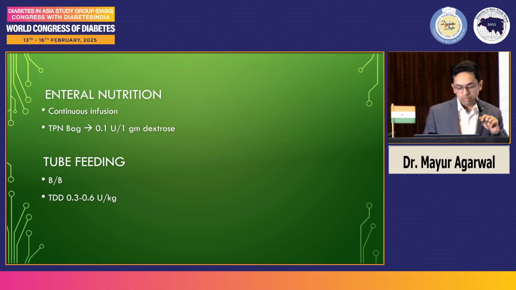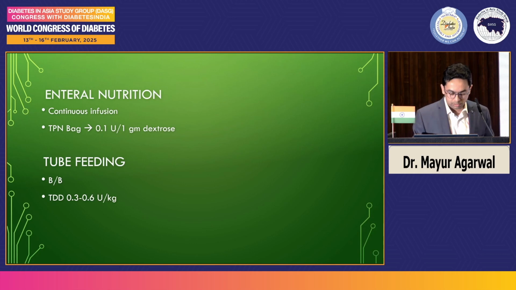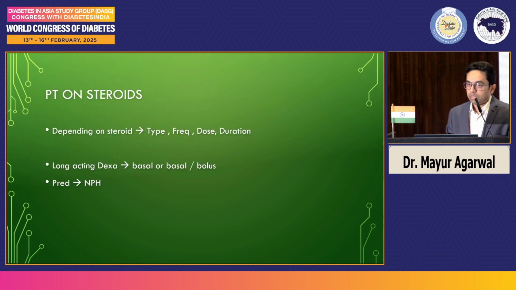In tube feeding, basal bolus is very important, and maybe 2 hourly or 4 hourly you can also give insulin. So both regimes are okay. I am not going into details of tube feeding, because you aspirate and see whether the remnant is there or not, and accordingly you give the tube feeding. So accordingly you have to adjust the bolus doses. That's the basic concept.